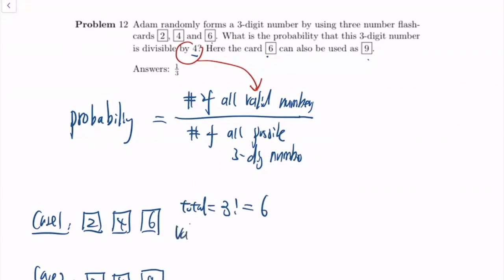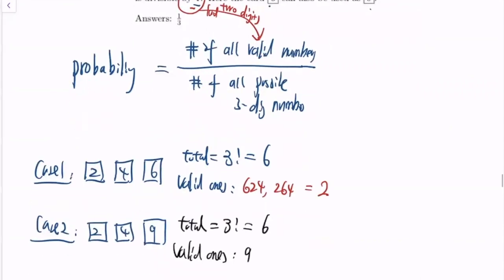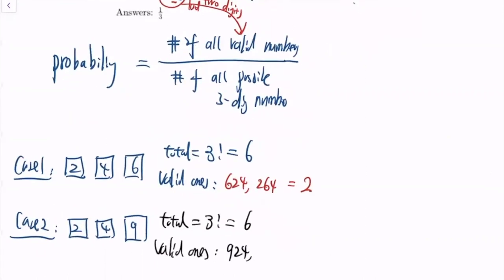And valid ones: to tell whether a number is divisible by four, the divisibility test says just look at the last two digits. So we consider that as a two-digit number and tell whether it's divisible by four. It's easy to see we have two valid cases, 624 or 264. So the number is two. The next one is similar. If I use 2, 4, 9, again the total will be 3 factorial, which is 6, and valid ones will be 924 and 492. So these are the two numbers that are divisible by 4. So the answer for this is 2.